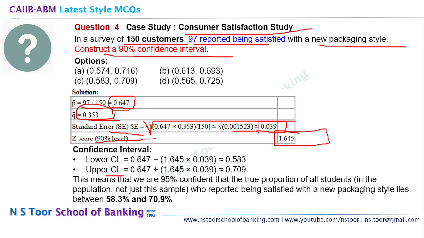So when this is 0.647, plus or minus 1.645. So 0.647 minus, because this much percentage of the people have accepted it. So for 90% level, 0.647 minus 1.645, that is the Z score, into standard error. So 1.645 into 0.039, if you deduct it from 0.647, the answer will be 0.583.